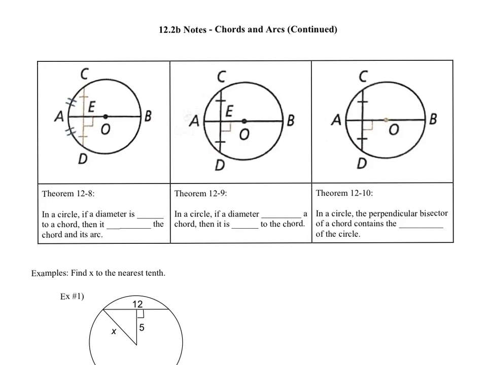All right, more chords and arcs today. This is 12.2b, and there are three theorems again. Again, very closely linked to each other, very circular. One affects the other, which affects the other, which goes back to the one we started with. So here they are, these three theorems.